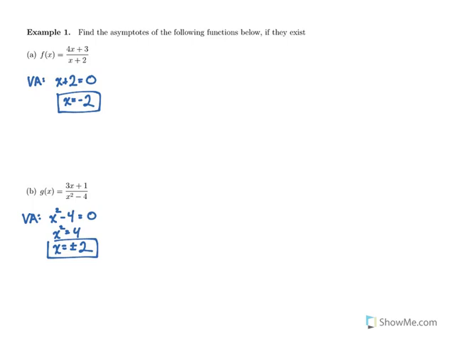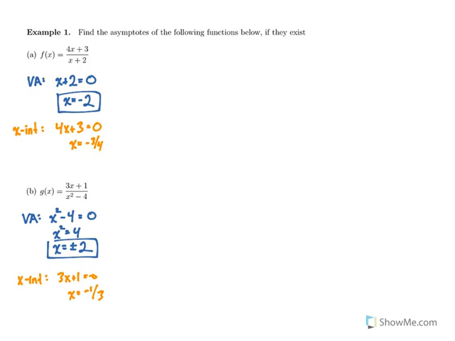Note that we could find x-intercepts, which the problem doesn't ask for, by setting the numerator equal to 0. So that would be x equals -3/4. On the bottom, it would be 3x plus 1 equals 0, or x equals -1/3.